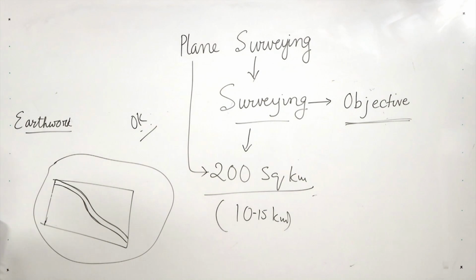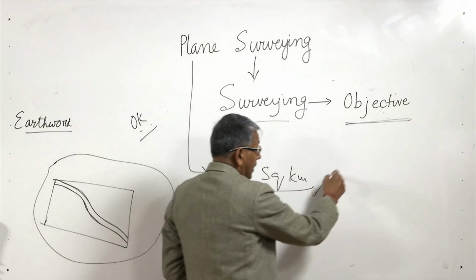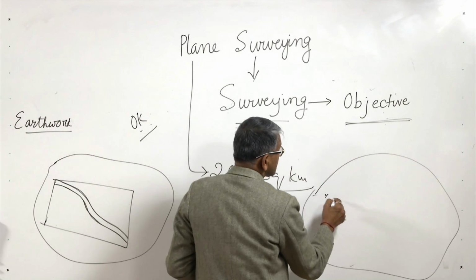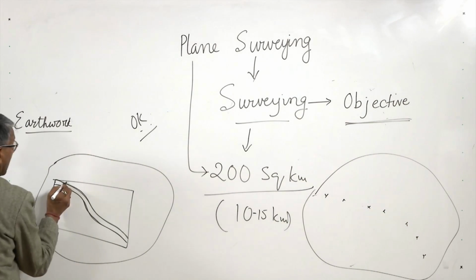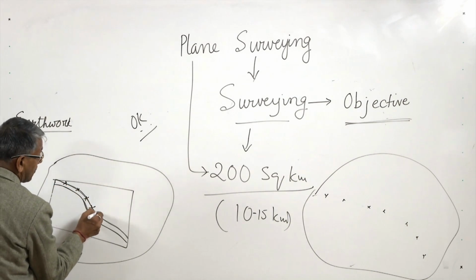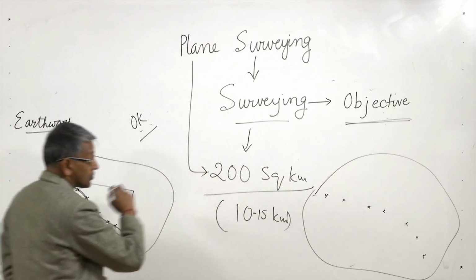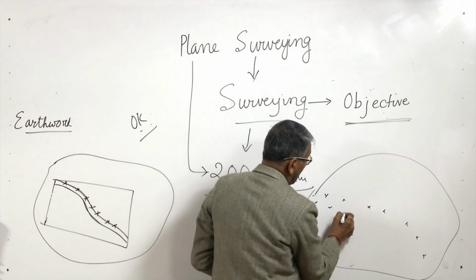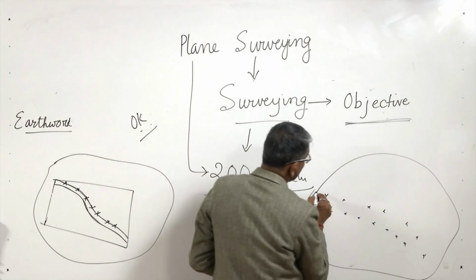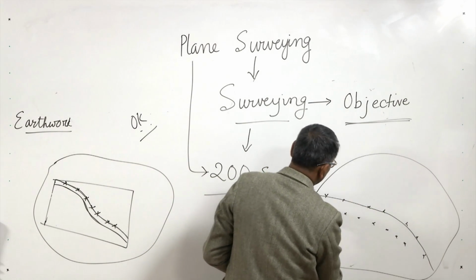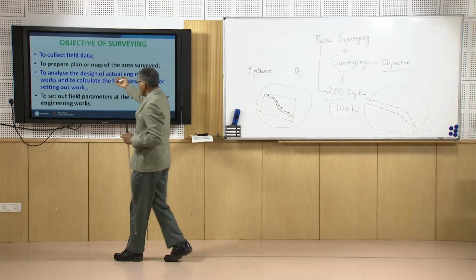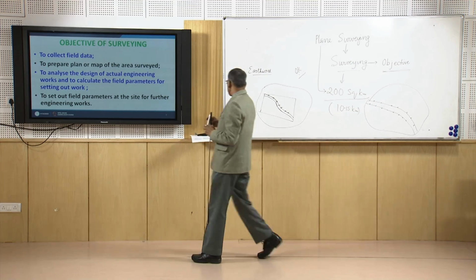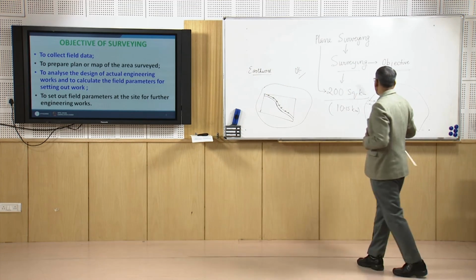road in the map first. Then we will go to the actual field and locate some salient points along this. Suppose these are the points whose locations we have noted down in the map; the same points we will transfer here. Now we will join them in the field to get that road in the actual field. That is what is called the setting out operation. These are the objectives of surveying.